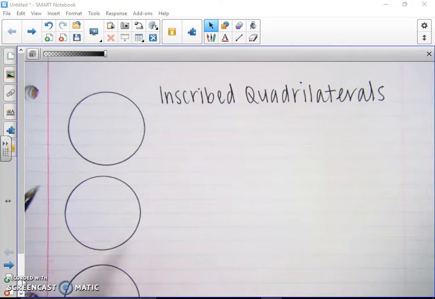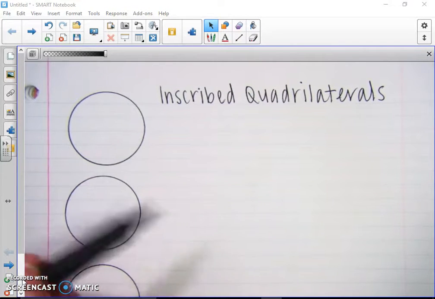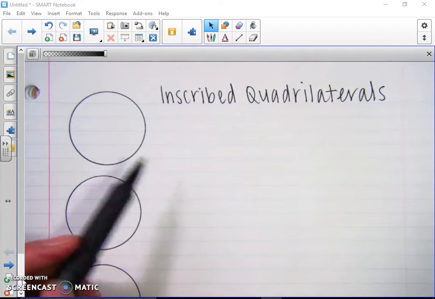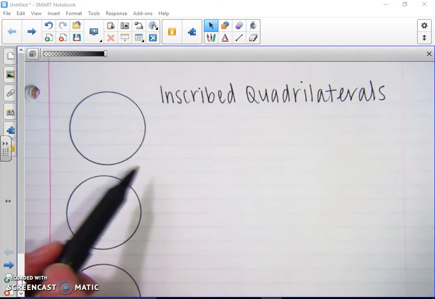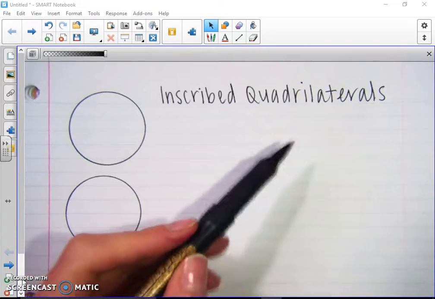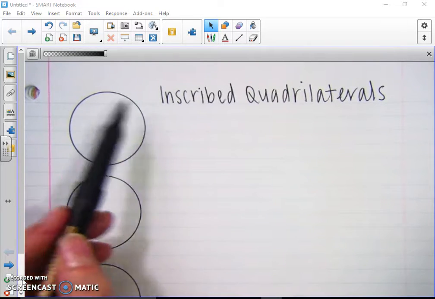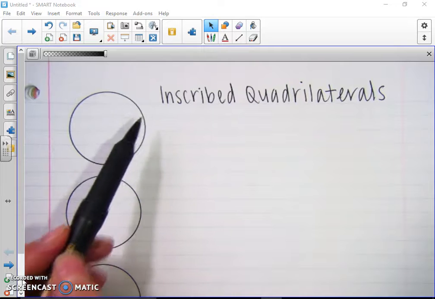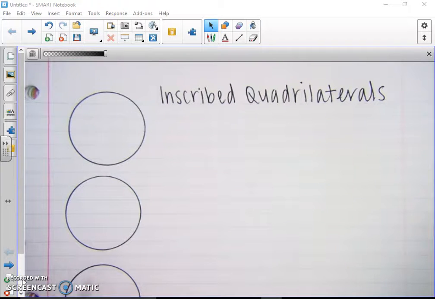Hey guys, so tonight for homework we're talking about inscribed quadrilaterals. Just like an inscribed angle is an angle inside the circle with a vertex on the circle, an inscribed quadrilateral is a quadrilateral inside the circle with vertices on the edge of the circle. So we'll see what that looks like.